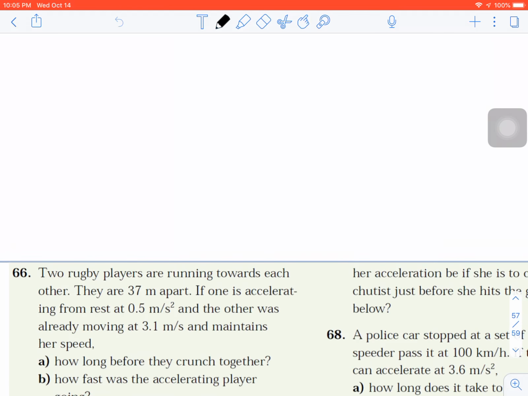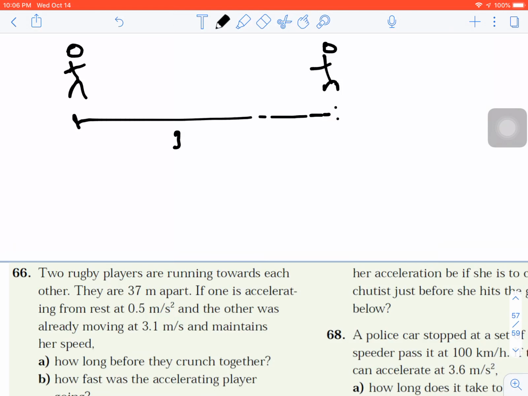There's one. There's 2. I'm going to give myself lots of room here. It says they're 37 meters apart. It says one's accelerating from rest at 0.5 meters per second squared. The other one's already moving at 3.1 meters per second, maintains her speed, and it asks how long before they crunch together.